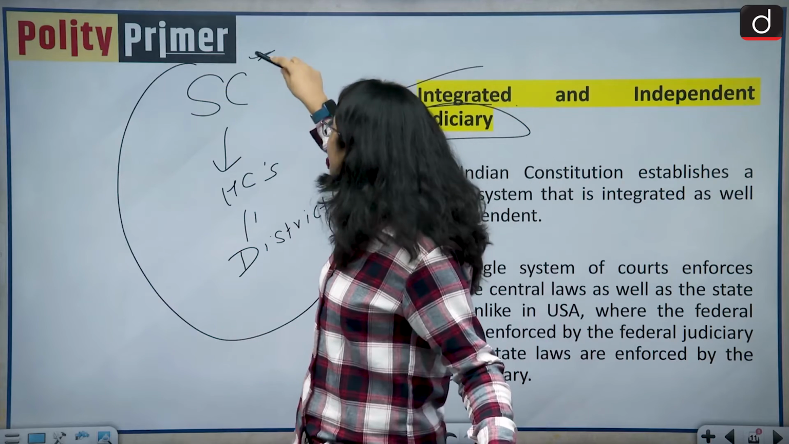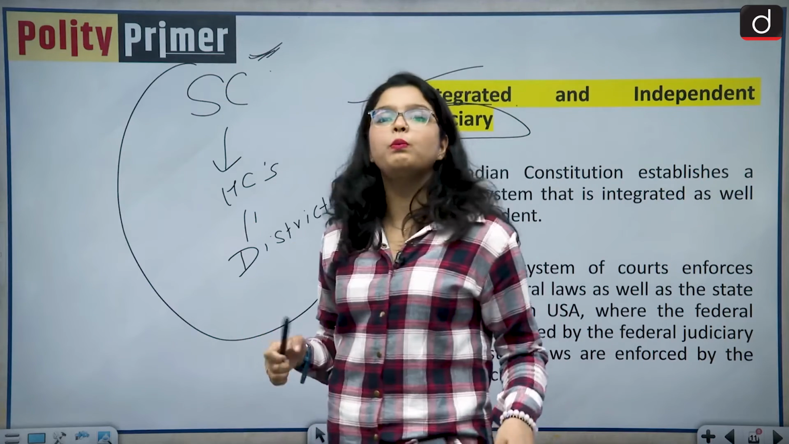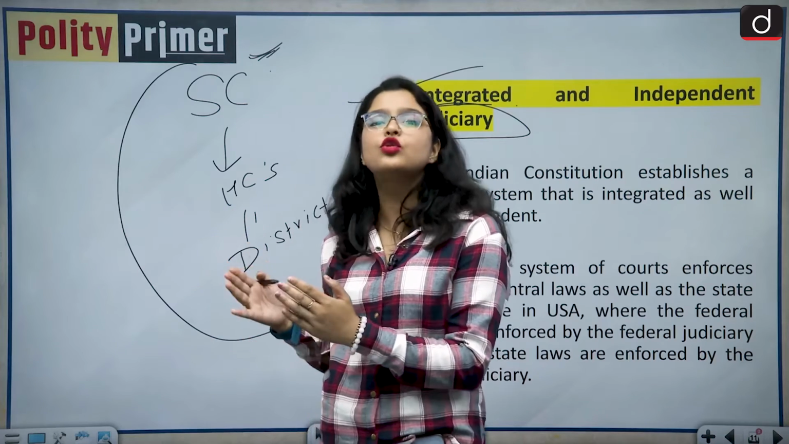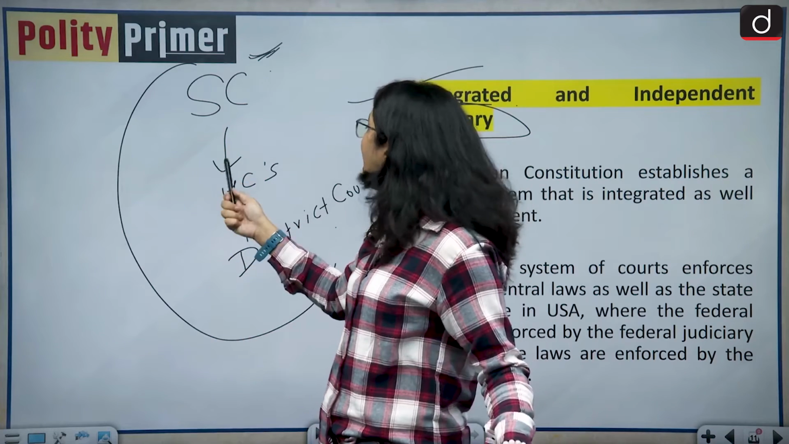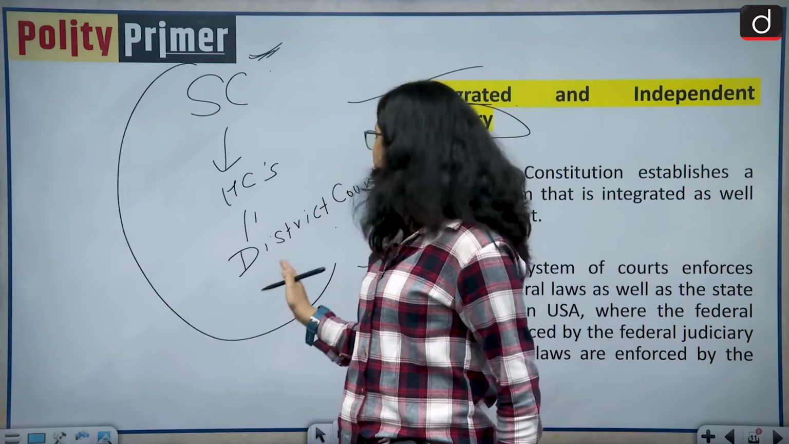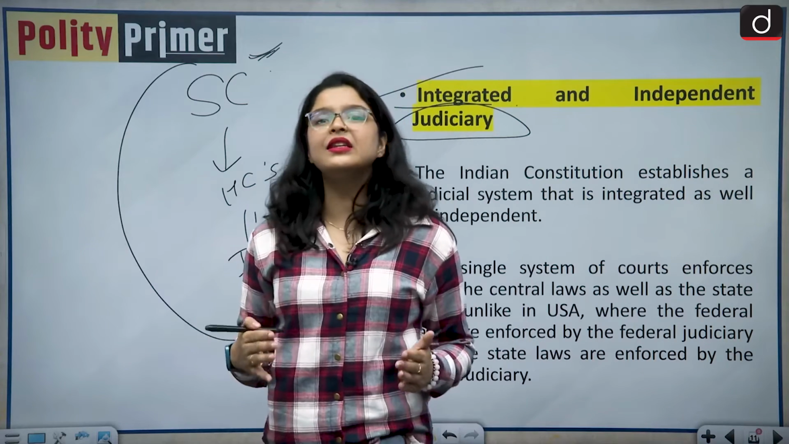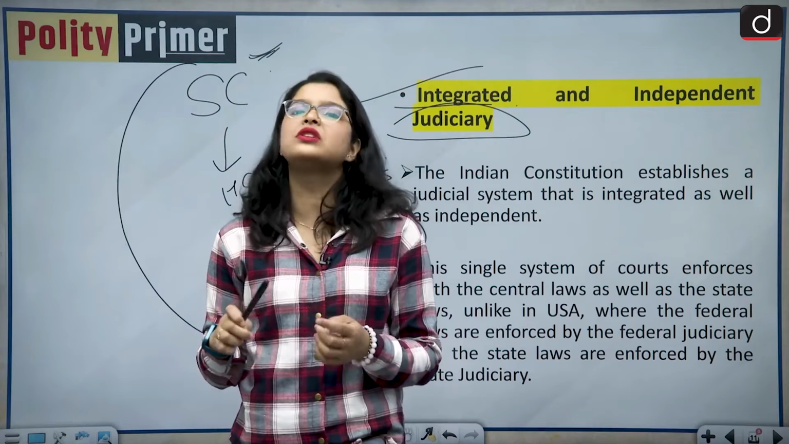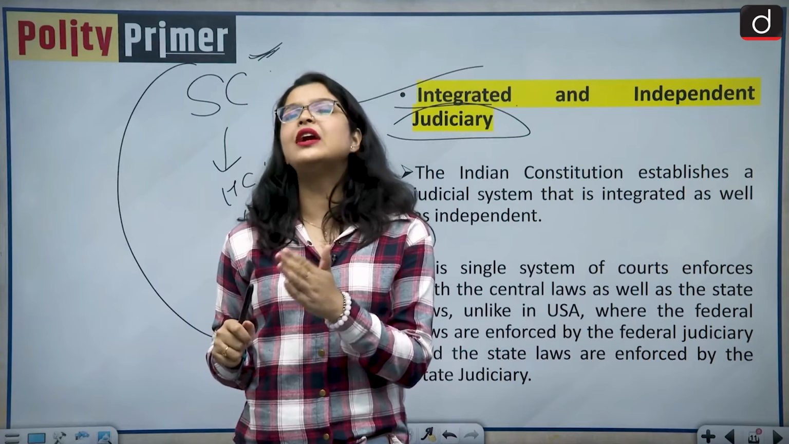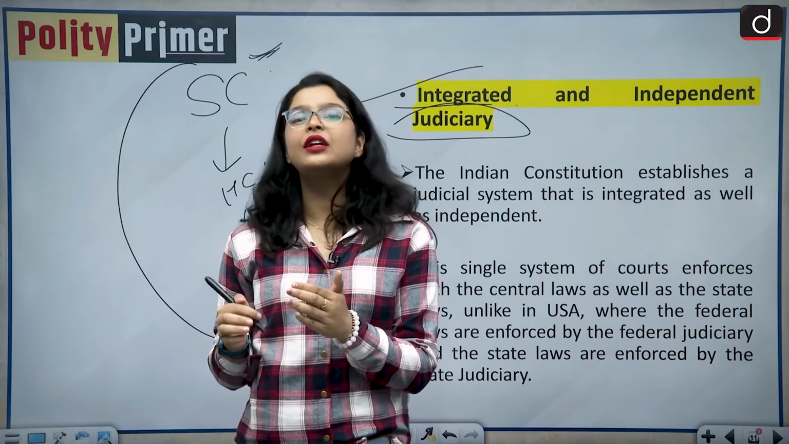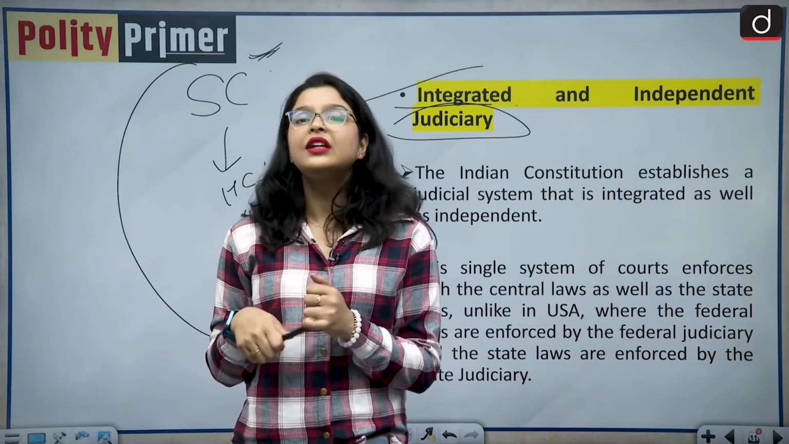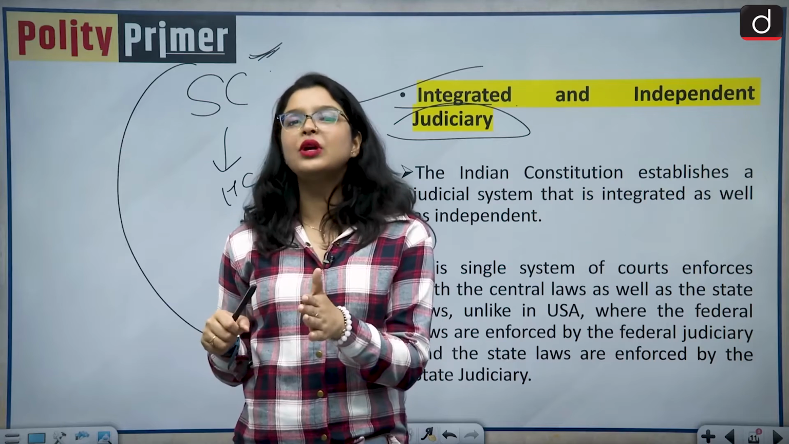That means that the Supreme Court is the topmost court in our country, the apex court, the highest court of appeal. The High Courts are under the Supreme Court, and under the High Courts there are various district courts. But what happens in the US? They have two different courts. First, the Federal Law Court, which enforces the federal laws, and then there are state courts that enforce the state laws. So this is a difference between the Indian constitution and the US constitution.